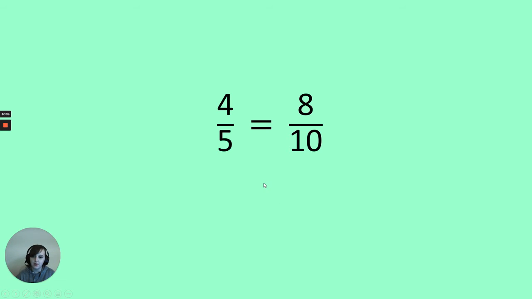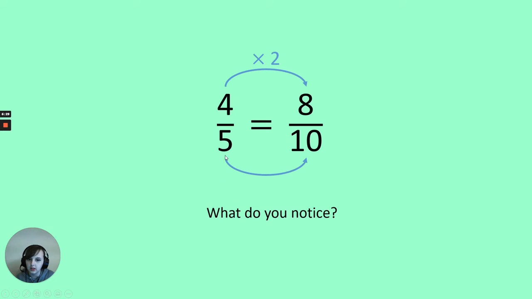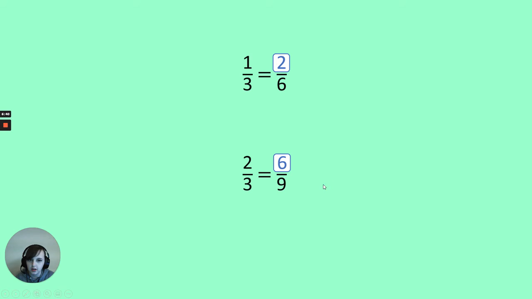But what if we didn't have any representations? Could we have still worked that out? What do we notice about this equivalent fraction? I've already talked to you about 5 times 2 is 10. Is there a pattern up here? Let's have a think together. So, to turn 4 into 8, you would times it by 2 as well. Just the same as we did to the denominator. So the numerator has been multiplied by 2, and the denominator has been multiplied by 2, and here we have our equivalent fraction.